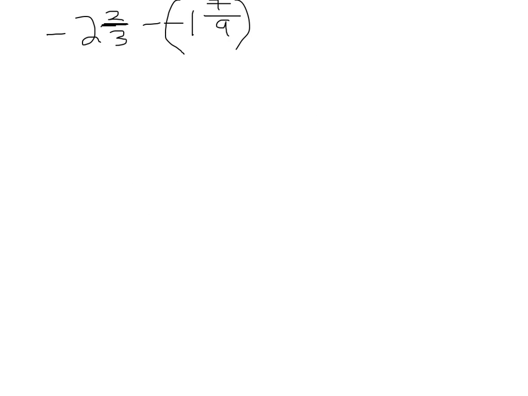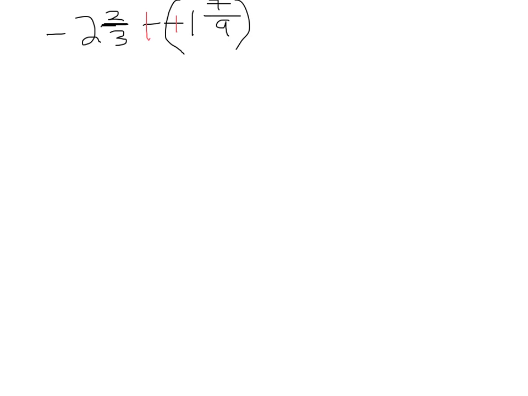Here's the next problem. Negative 2 2/3 minus negative 1 7/9. Remember that subtracting a negative is the same as adding a positive. So now I'm adding two numbers that have different signs. So you need to be more careful with this type of problem.